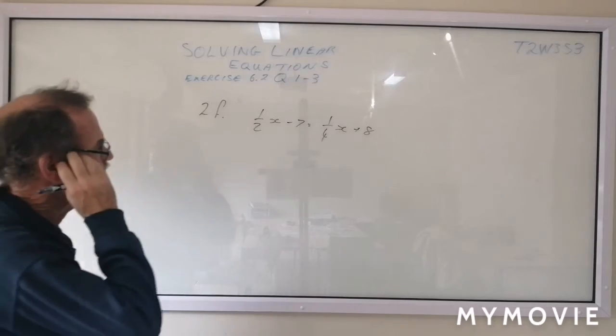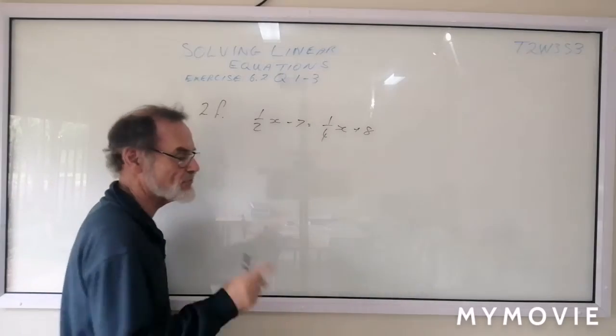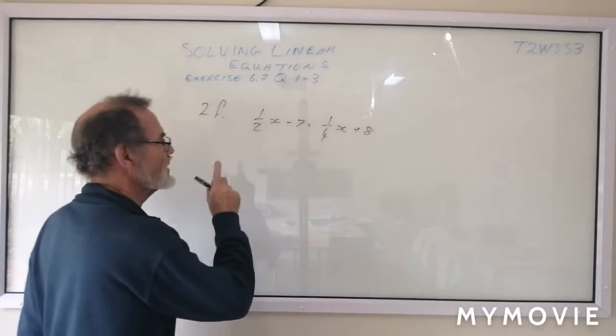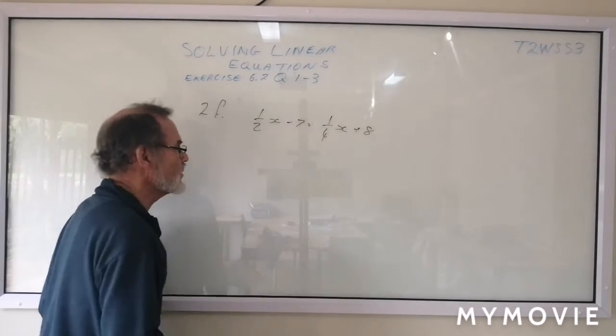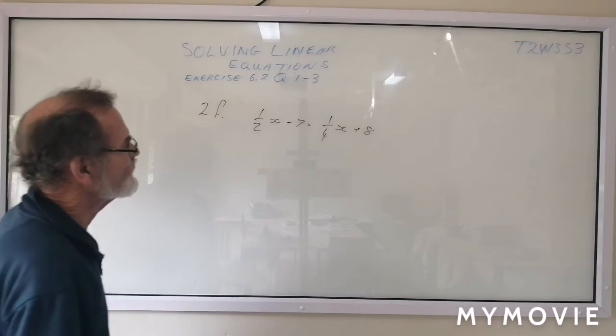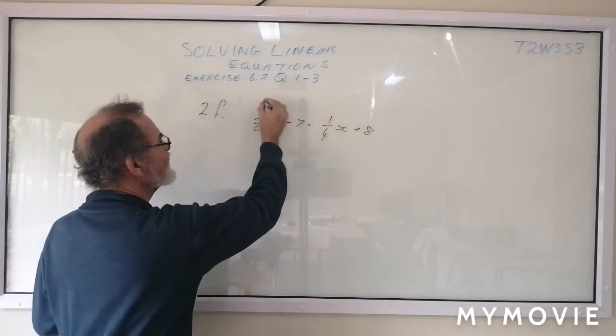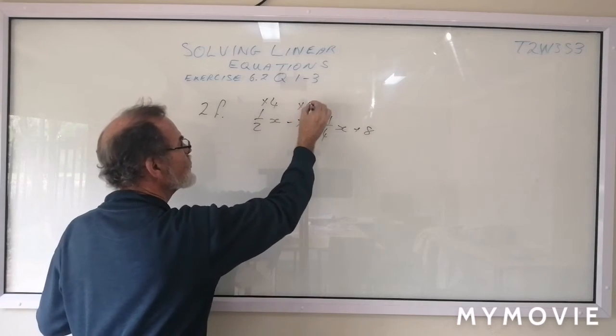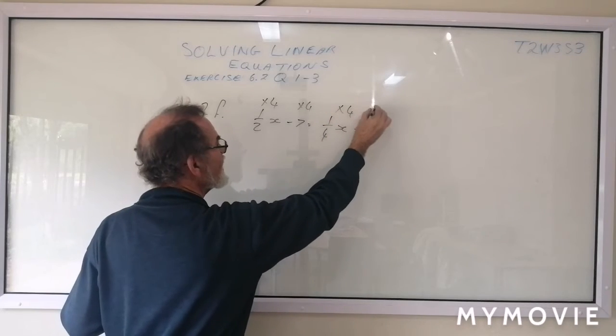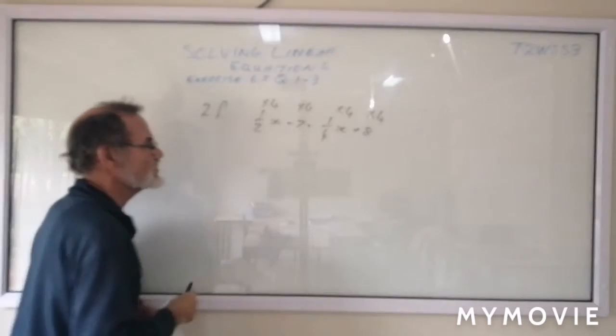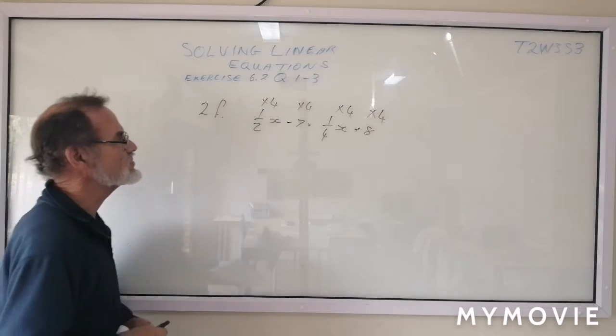So we're going to multiply the whole equation, that means every term, by the lowest common multiple of 2 and 4, which is 4. So we're going to multiply everything by 4. We're going to multiply this by 4, this by 4, and this by 4, and this by 4. We can do that as long as we do it to every term.